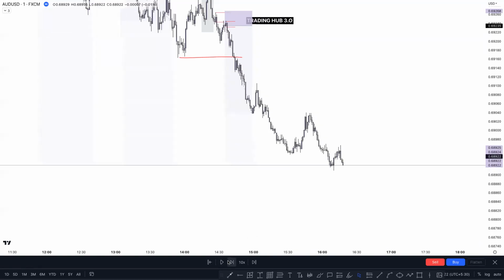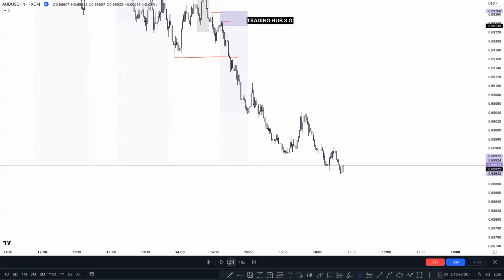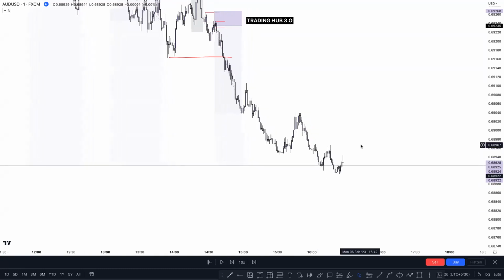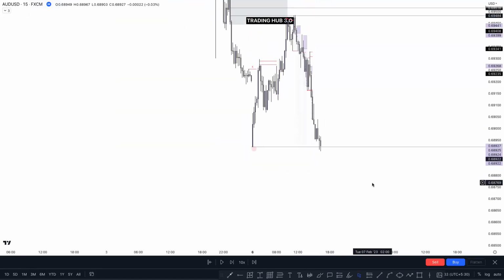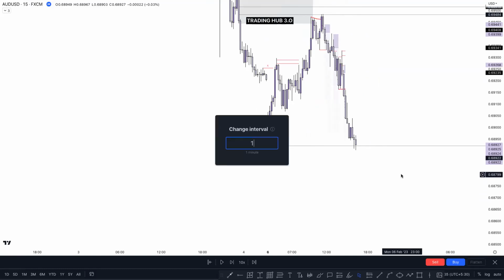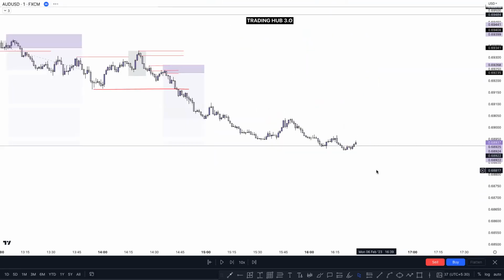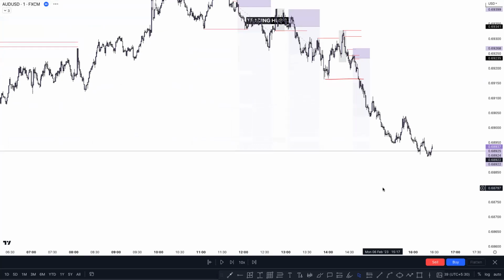Right, so let's see. Okay, pushing downside. Let's check one more time. Is there any candle closure or sweep? Yes sir, this is the only sweep here. Okay, I can switch here in a 1 minute time frame to see exactly what's going on here.